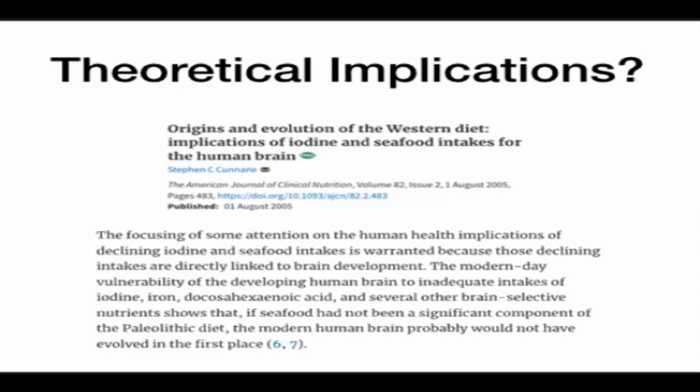Why was it eating another brain? Pardon? You could eat another brain, right? Well, that's what Cunnane was arguing. Okay. And I think, or sorry, that's what Cordain was arguing. Okay. I think Cunnane is saying it's just not enough, and it's not enough iodine.